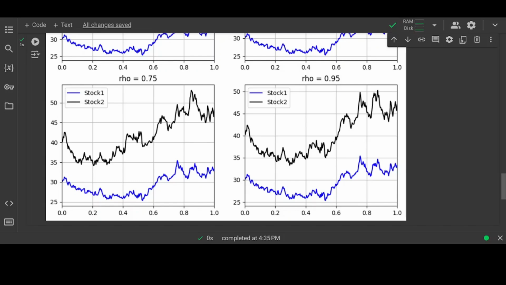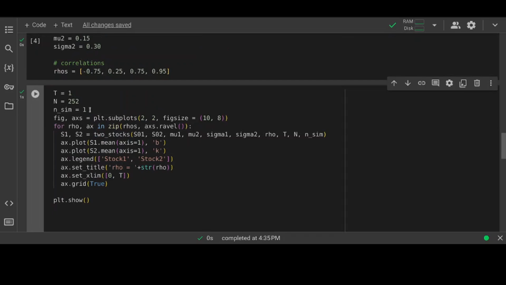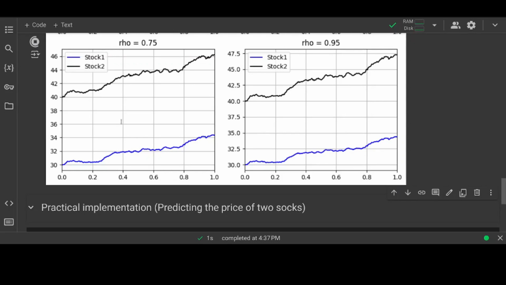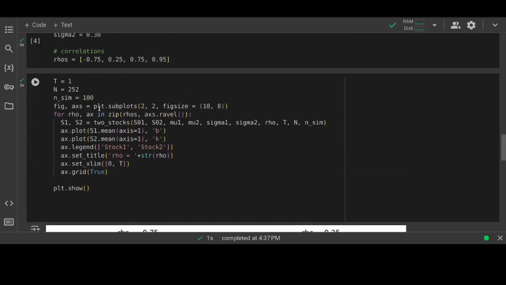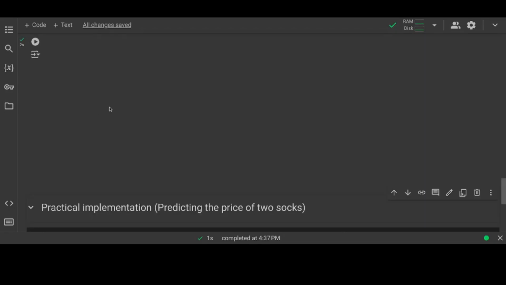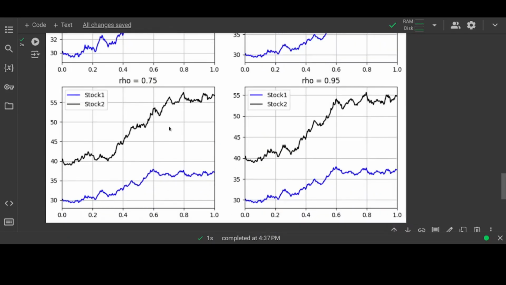If we increase the number of simulations from 1 to, let's say, 100, this will be what we have on average. So the plot will be the average, right? Or if you take 5, that means 5 possible simulations. So what we have here is a plot of the average of the simulations for each of stock 1 and stock 2. We can see a similar effect.